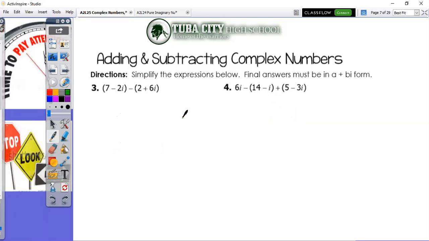All right, more of the same. Now in this case, we are subtracting these numbers. In subtracting, we have one small thing to watch out for: we've got to make sure we are subtracting all the terms in this second group. So this 2 is being subtracted, and this 6i is also being subtracted. It's just like distributing, because you can think of this as negative 1 here.